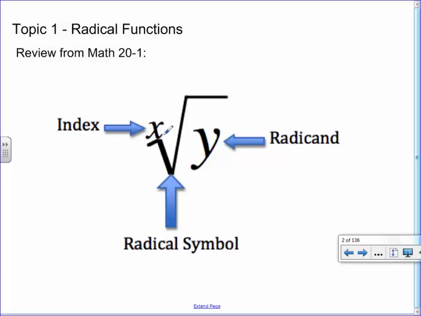We normally focus on square roots, but we could do cubed roots. We could do 4th roots. We could do 5th roots. So I need you guys to be aware of what that means.